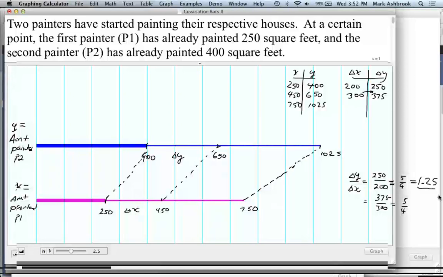It's not the same thing. Growth factor is not the same as scale factor. It's not a growth factor. For every one change in x, your y change is 1.25. So change delta y equals 1.25 delta x.